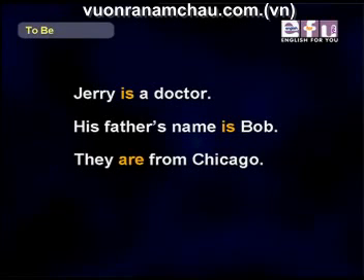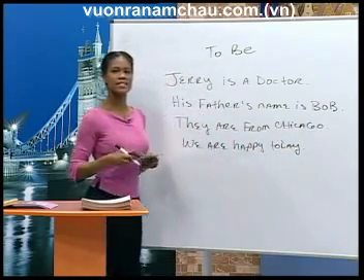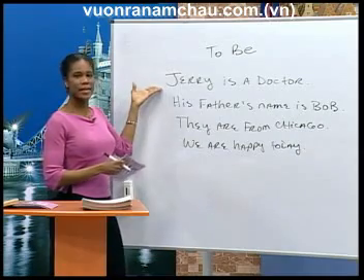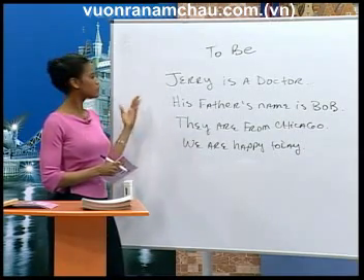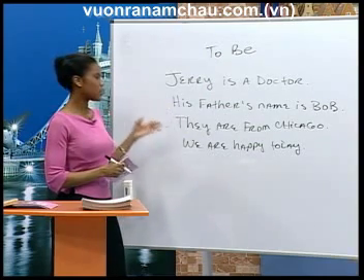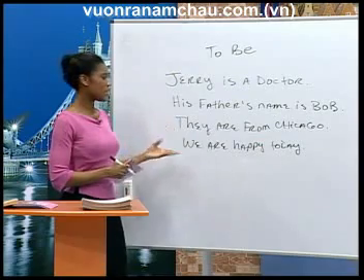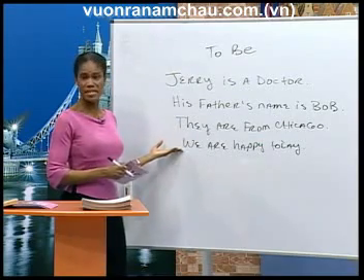Now, Jerry and his father, they are from Chicago. We are happy today. So let's take a look at our examples. Jerry is a doctor. His father's name is Bob. They are from Chicago. And we are happy today.